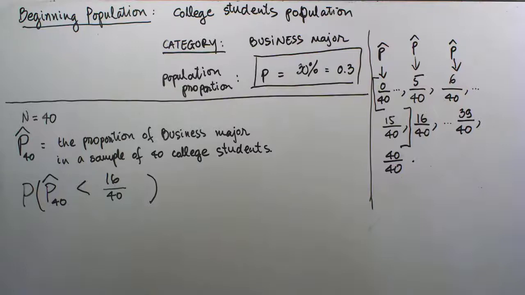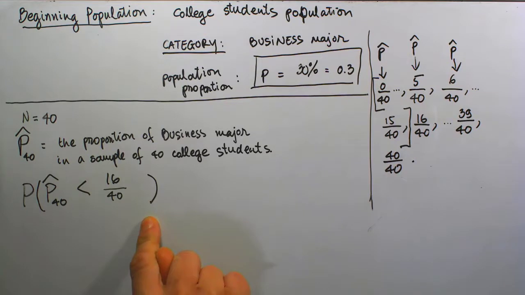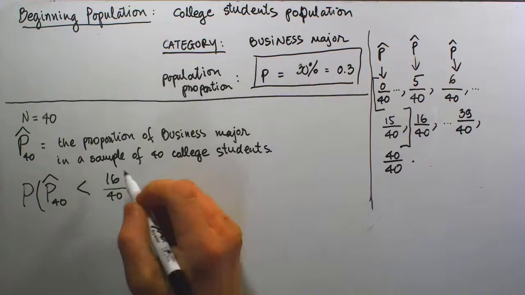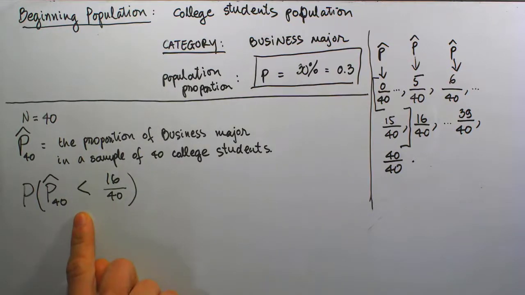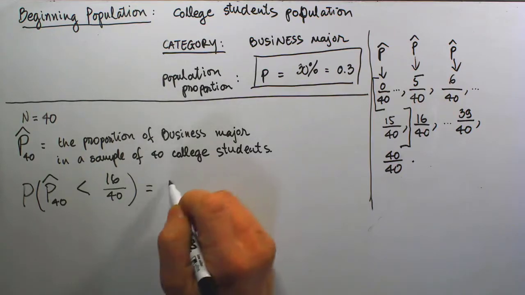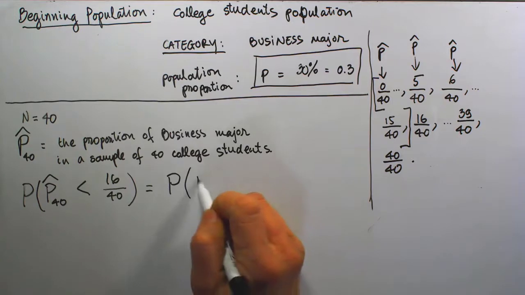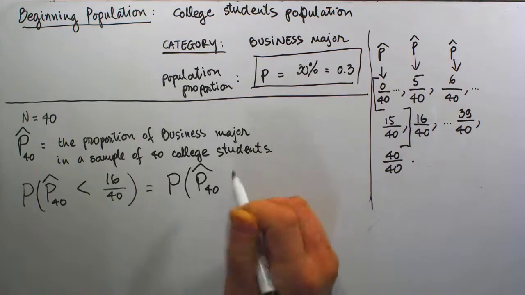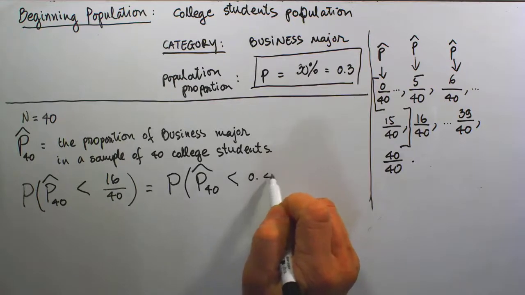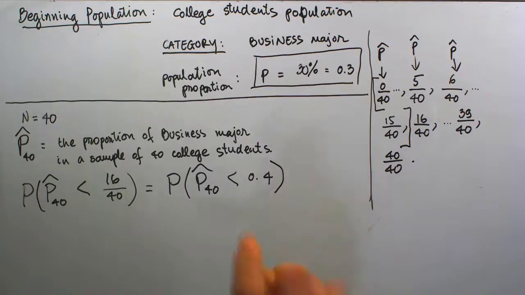So back in the writing of our problem right here, we're still formulating the symbolic statement of our question. So this symbolic probability question is the same as saying we want to find the probability that our capital P hat 40 as a value is less than 0.4. And that's what we saw on the calculator screen earlier. And so now, in order to get started answering the problem here, let's look at the following.